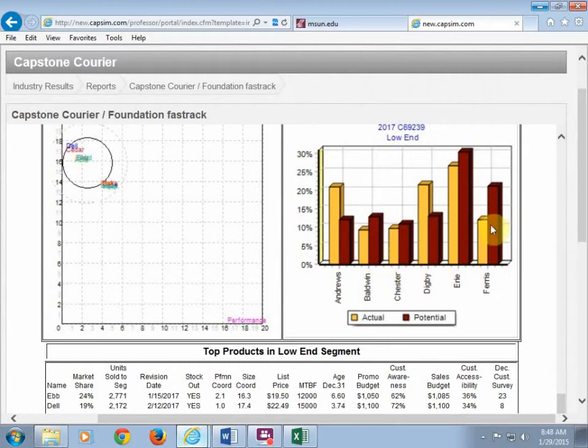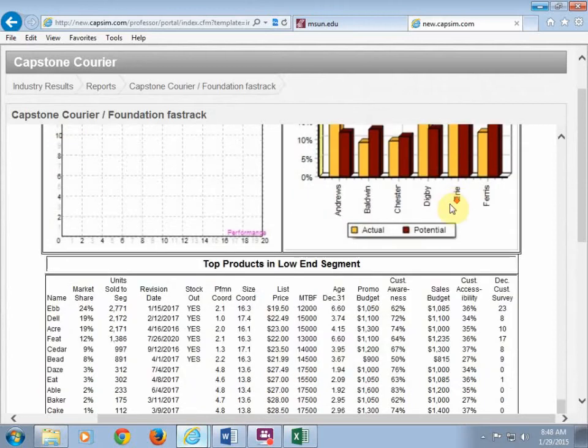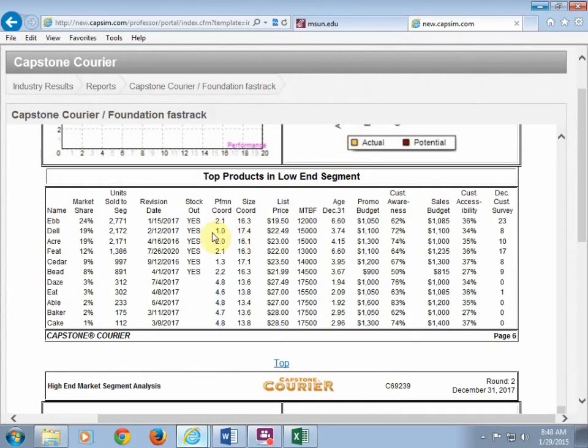Ferris gave up a bunch there. Okay, looks like Erie's kind of dominated that low-end market, maybe just because they made more. I don't know. Well, they do have the lower price too, though. So age is good, right?